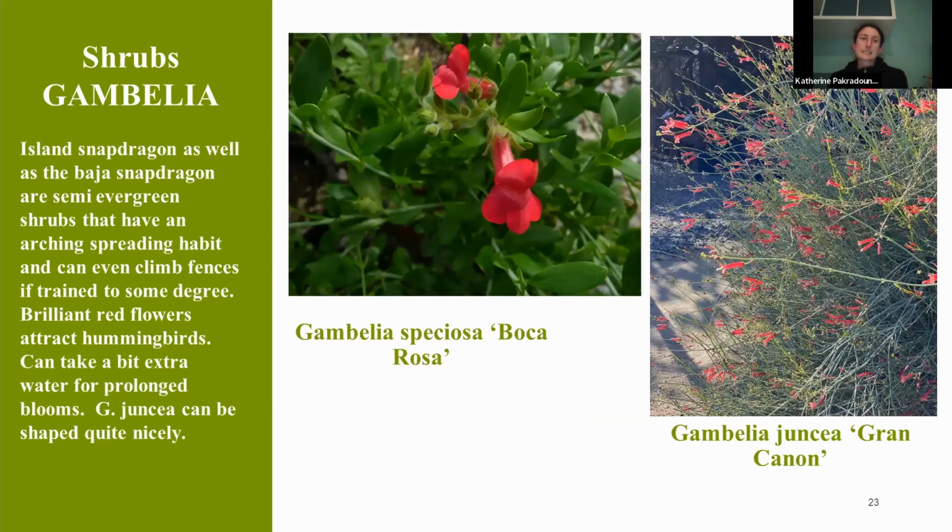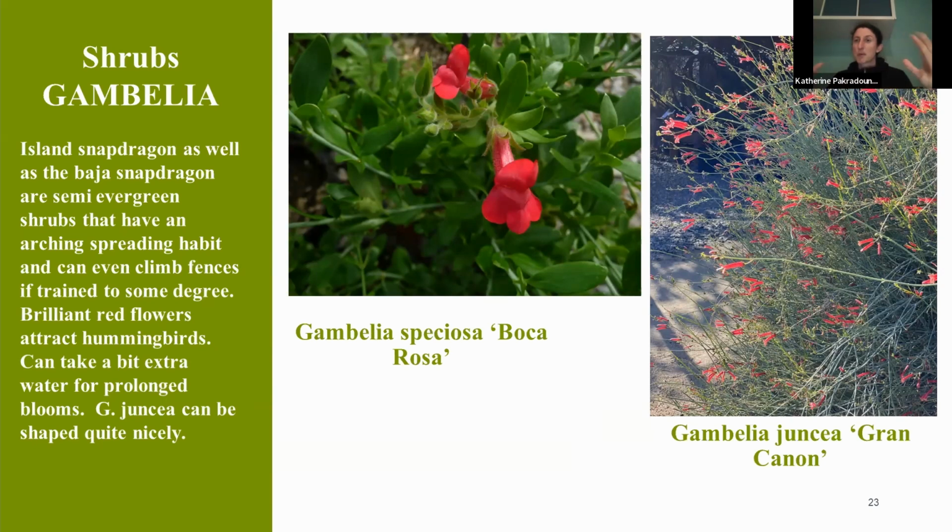So Gambelias. Gambelias are the snapdragon. We have the island snapdragon and the Baja snapdragon. These will have tubular red flowers that are attractive to hummingbirds. What's nice about the island snapdragon is it has this glossy, formal-ish looking foliage. It is a little more sprawling, however, in habit, but it works in those weird semi-shade environments that some other plants don't necessarily thrive in.